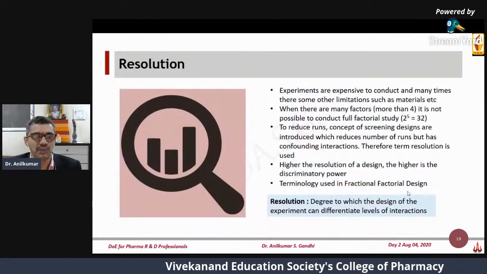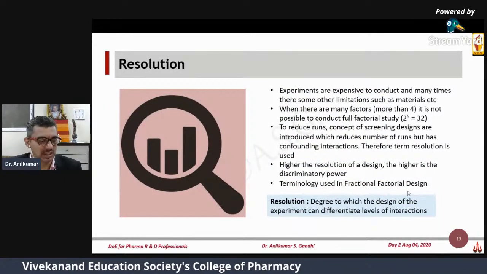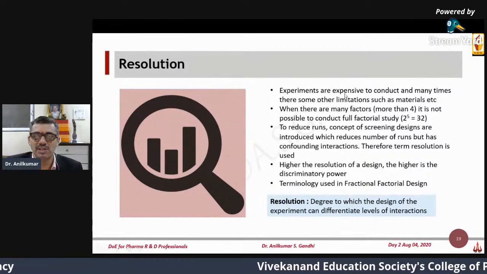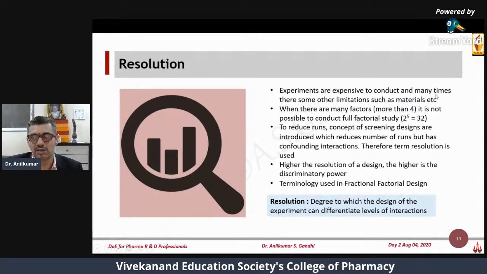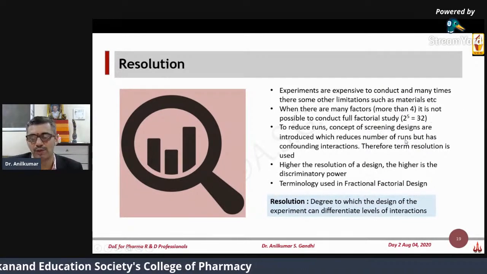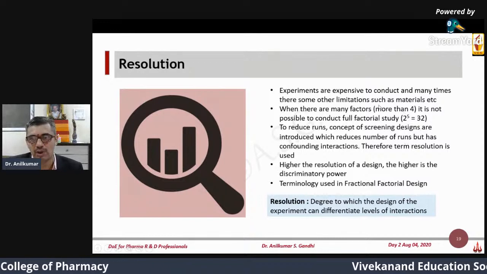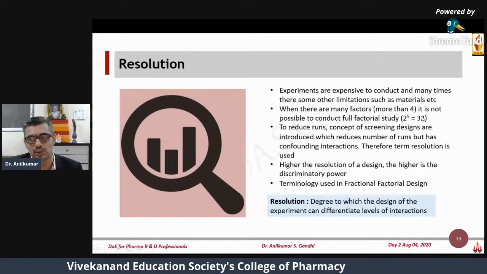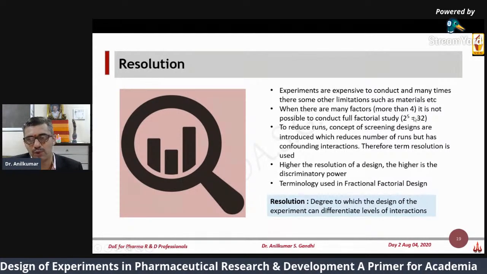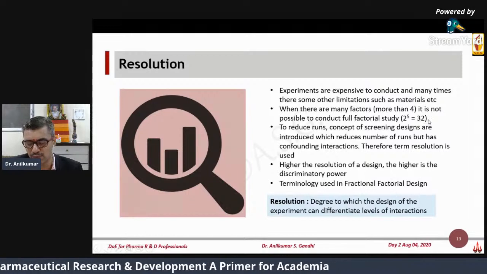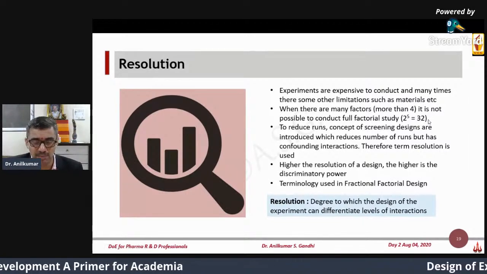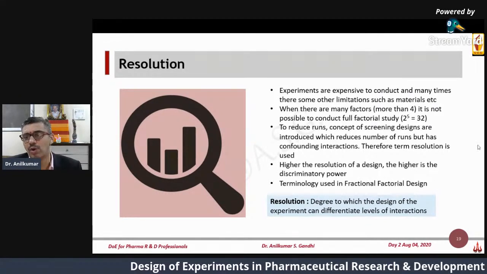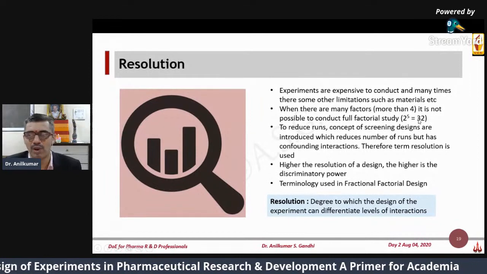Let's go further. Now, there is also a term which is known as the resolution. What we mean by resolution is that experiments are expensive to conduct. This is where the factorial design becomes challenging, because if you were to do a 5-factor study at 2 levels, it means 32 experiments you have to conduct. And if you have 6 factors, then of course it becomes 64. Now there can be challenges of time, availability of excipient, money, and so on. You can't do all these experiments, and therefore you have to cut down.